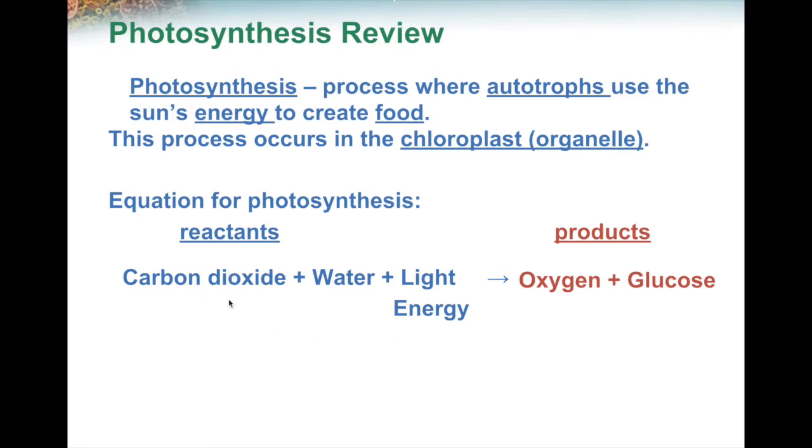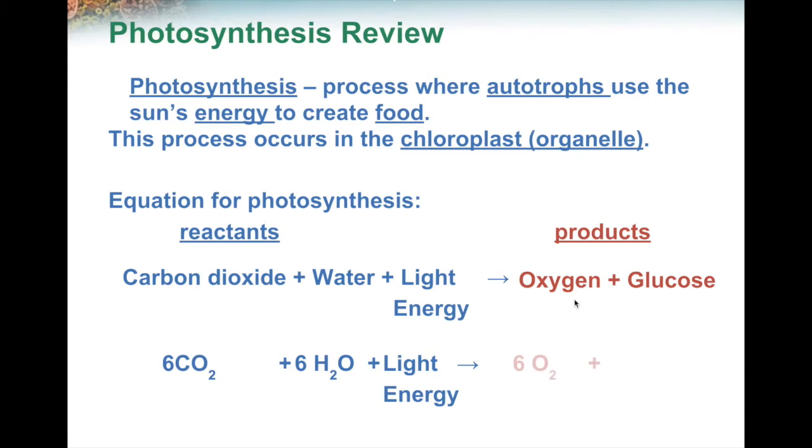So carbon dioxide is represented by CO2, and the producer needs 6 carbon dioxide molecules. Water is represented by H2O, and the producer needs 6 water molecules. They also need light energy. So anything on the left side of the arrow are the reactants. Those are the things that are needed. Anything on the right side of the arrow are the products. Those are the things that are made.